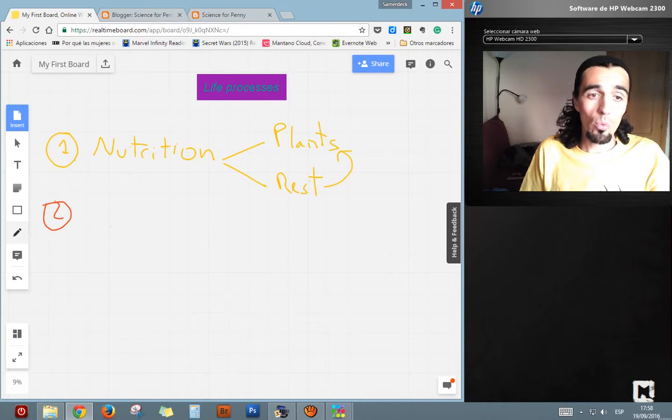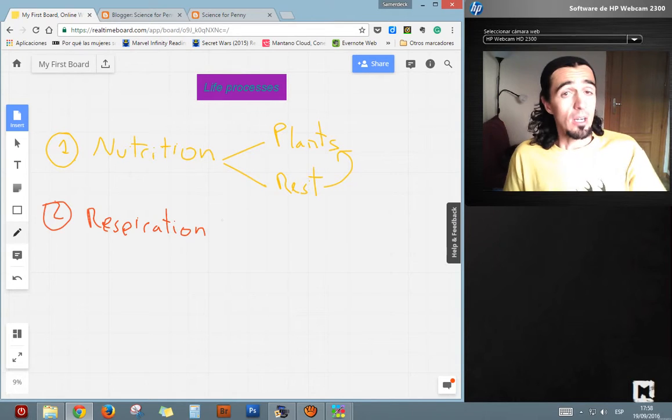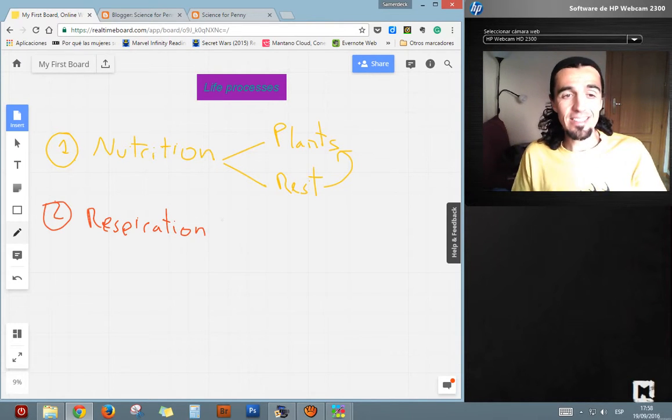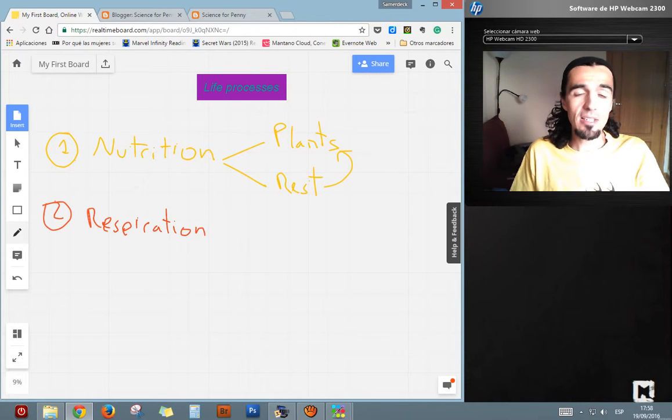Then the second one will be respiration. Respiration, remember, is not the same as breathing. Respiration is turning the chemicals you've gotten from nutrition into energy. So from respiration we get energy.